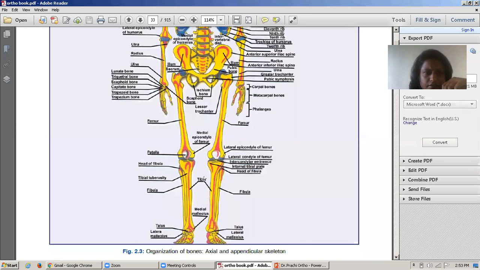So this is the patella, this is the medial epicondyle of the femur, and this is the lateral epicondyle of the femur. Below that there is a lateral condyle of the femur.